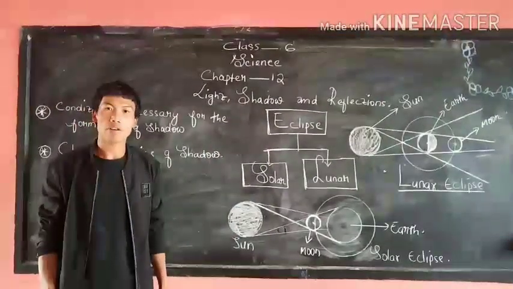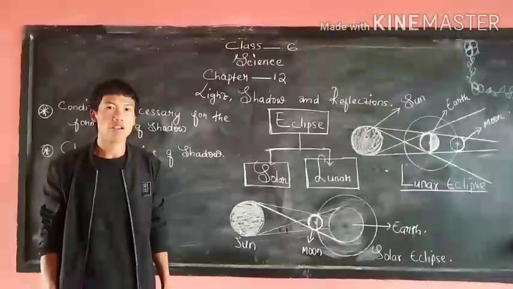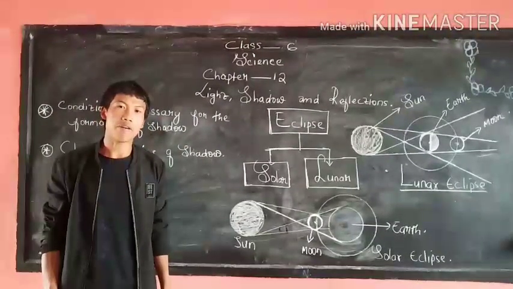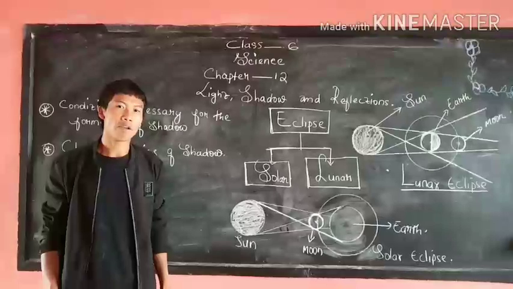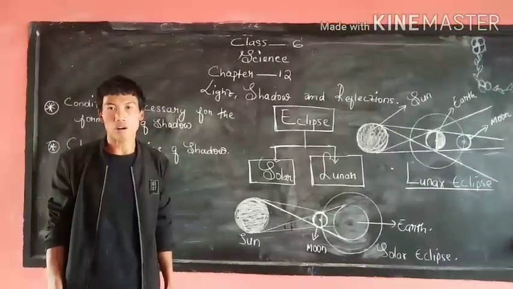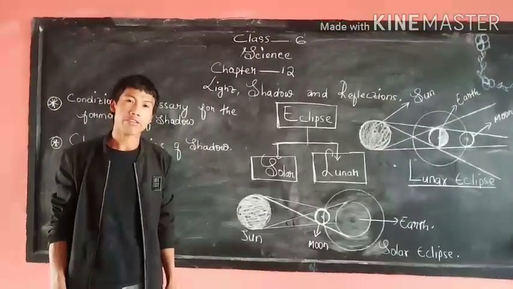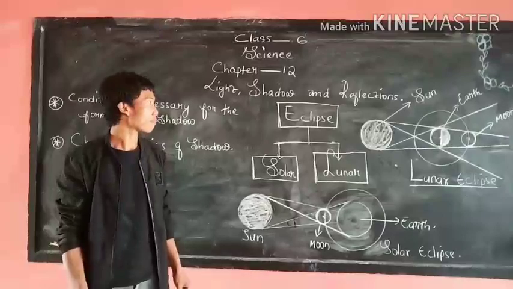Defining what is shadow. The dark image formed behind that object is called shadow. How does it form? A shadow is formed when rays of light are blocked or obstructed by an object that is either translucent or opaque.